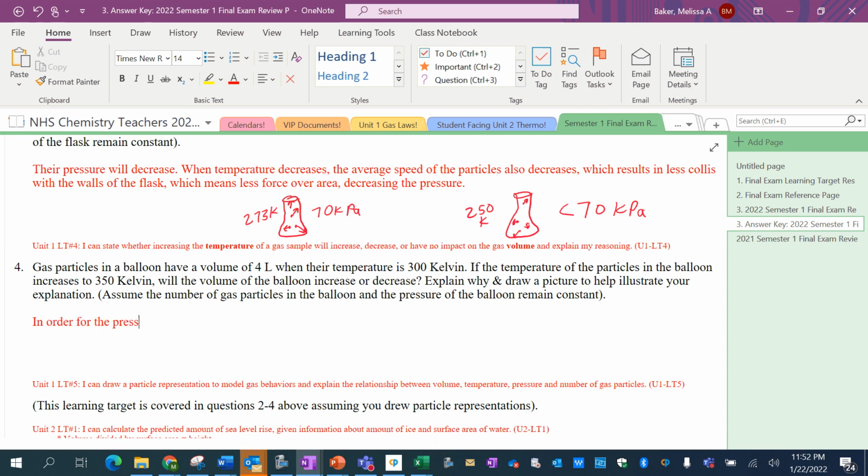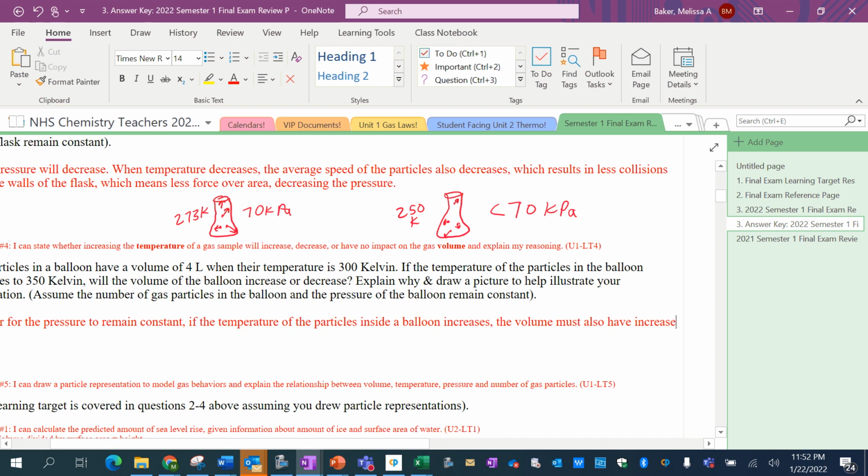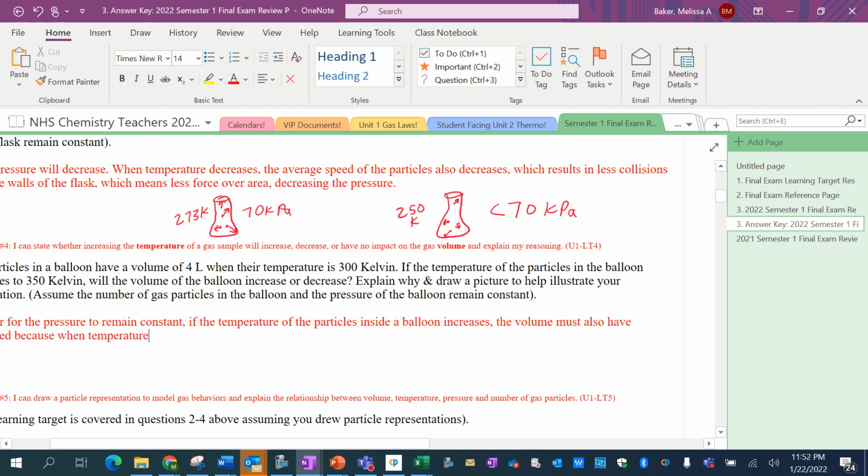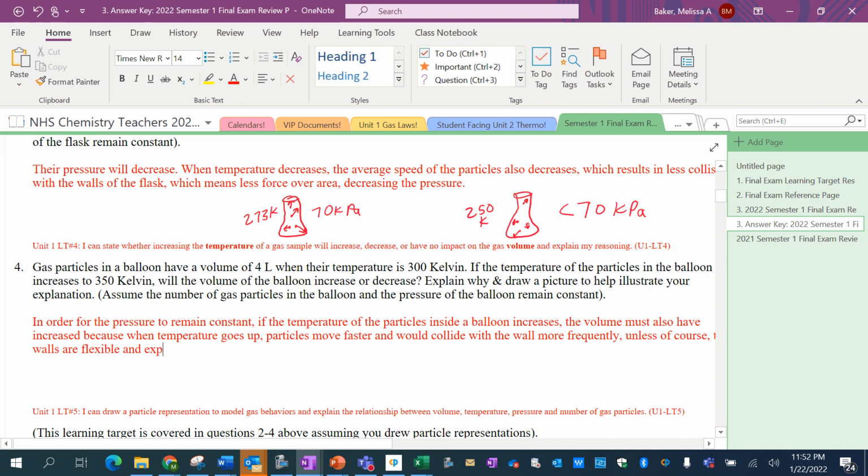So, in order for the pressure to remain constant, if the temperature of the particles inside a balloon increases, the volume must also have increased, because when temperature goes up, particles move faster and would collide with the wall more frequently, unless, of course, the walls are flexible and expand, which means the particles now have to move further and collide with the walls with the same force over area.